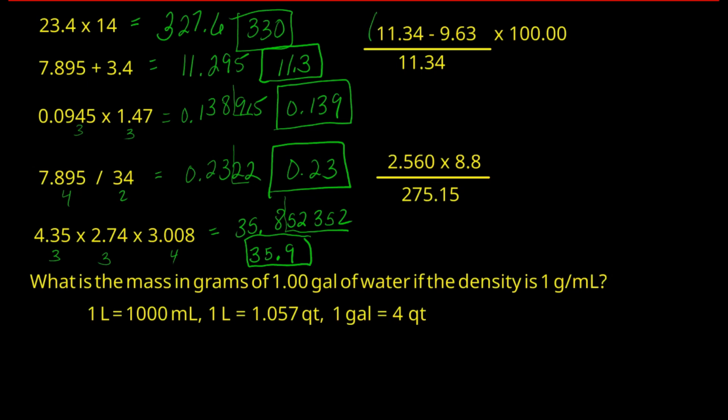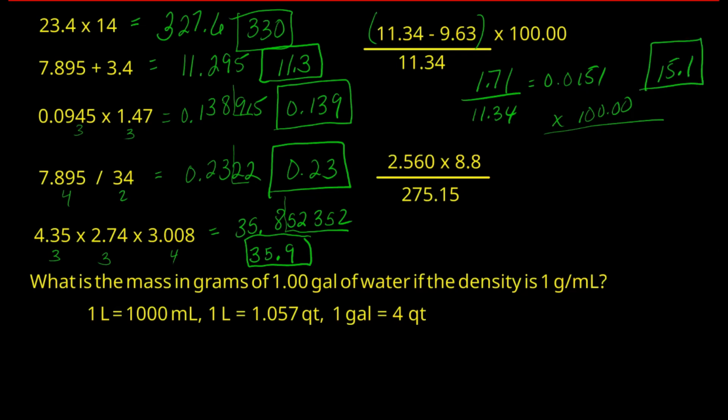Okay, so I'm going to do this part first. And when I do that part, I get 1.71. I'm going to divide that by 11.34. And what I do, I'm going to get 0.0151. All right, so 3 sig figs, so it's good like it is. So I'm going to multiply this then times 100.00. And the answer is going to be 15.1.